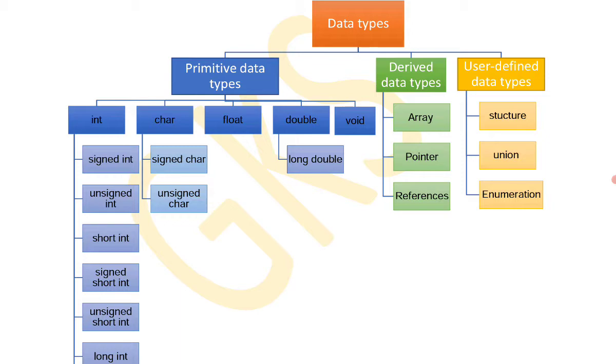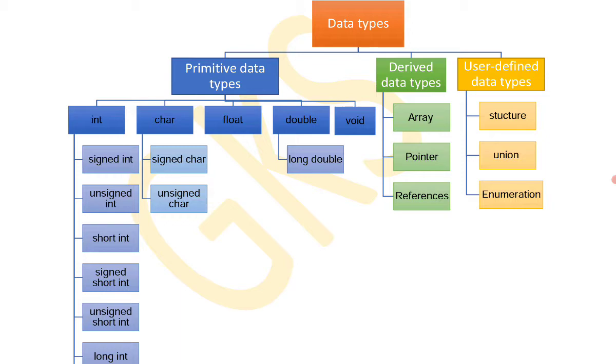Third primary data type is float. What is a float number or real number? A number with some decimal point is called a floating number. Float data types are real data types, or floating point numbers.